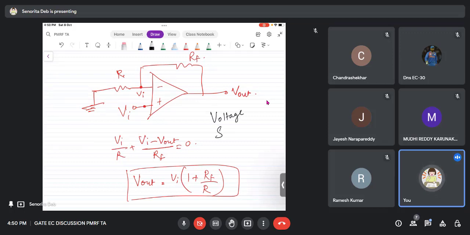This is a voltage series topology. The input is not in shunt, right? The input is not connected in parallel anywhere, right? So this is the voltage series. Voltage sampling is happening, but the mixing is in series.